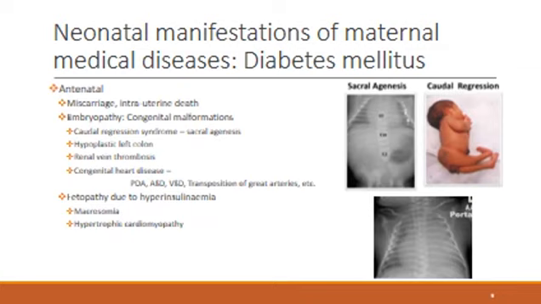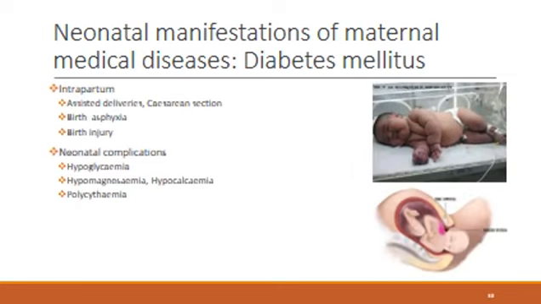Fetopathy is also commonly seen due to hyperinsulinemia. With insulin being a growth hormone, the babies are often macrosomic, with the weight above the 90th centile as well as the length above the 90th centile. The typical growth pattern then is also for the head circumference to be within the normal parameters. Hypertrophic cardiomyopathy often happens, as you can see in the chest x-ray at the bottom.